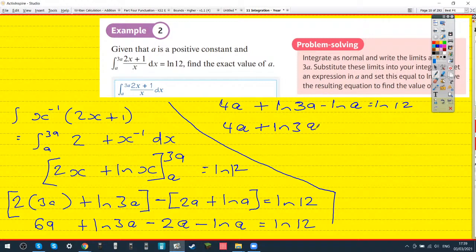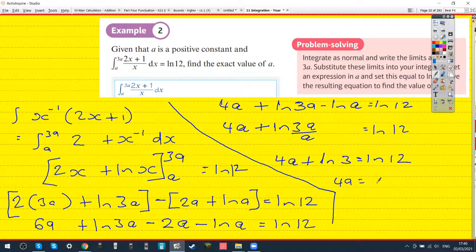Three ln 3a over ln a minus ln a over a, like that. Simplify. 4a plus ln 3 equals ln 12. So 4a equals ln 9.